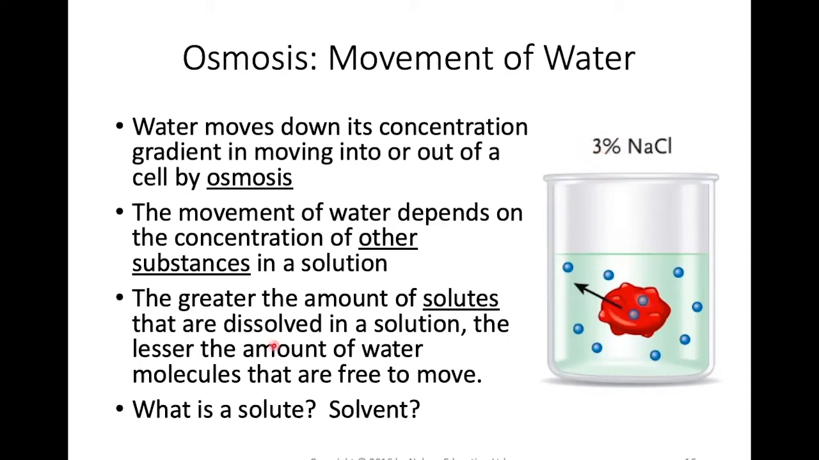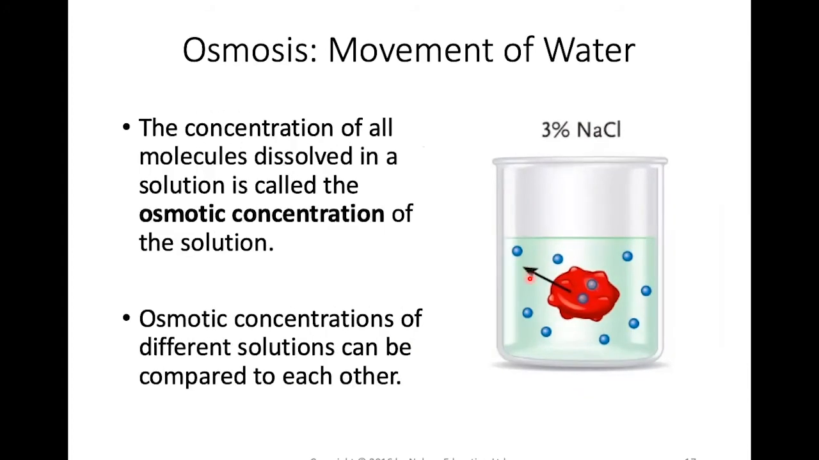Okay, so just some definitions here, which you're going to cover in chemistry. A solute is the substance that has been dissolved. So in this case here, we're looking at a solution with 3% salt, so the salt would be the solute. And the solvent would be the medium in which you have dissolved that solute. So in this case, it would be the extracellular fluid, or water, or anything that you're dissolving that substance in. The concentration of all molecules that have been dissolved in that solution is called the osmotic concentration.